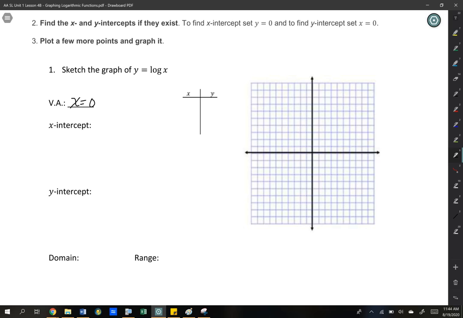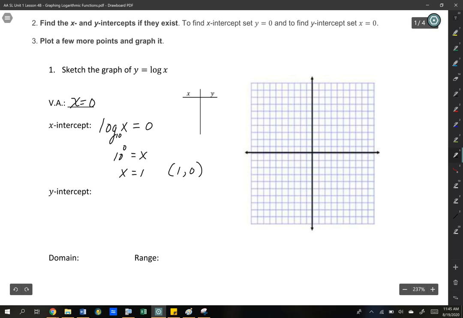Now we're going to find our x-intercept by setting the whole equation equal to 0, making y 0. And if we convert that to exponential form, we get 10 to the 0 equals x, and anything to the 0 power is 1, except for 0, 0 to the 0 power is undefined. So we know that our x-intercept is at the point 1, 0.